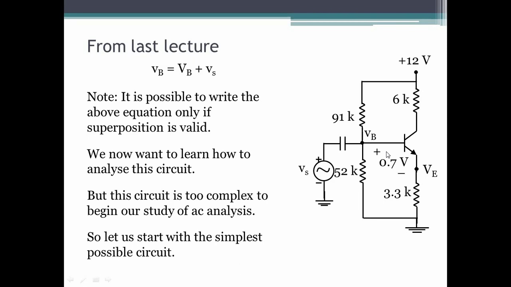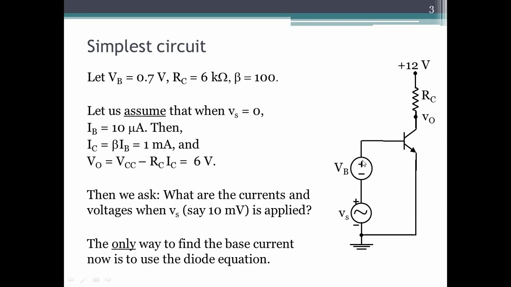So now let us see how to analyze this circuit. We have applied a voltage source here. We want to know what are the currents and voltages in this circuit with the presence of Vs. Now, because we are starting to learn to do AC analysis, this circuit itself is a little complicated. So let us start with the simplest possible circuit to learn to do AC analysis. And the simplest possible circuit is this circuit here.